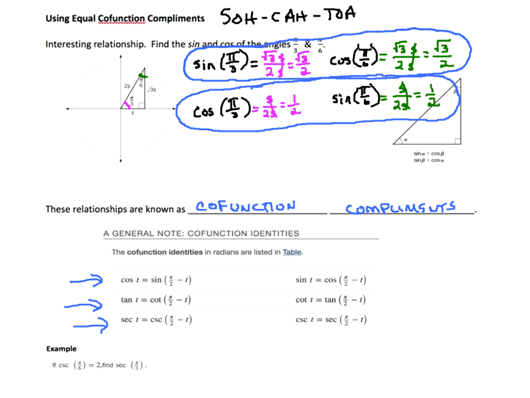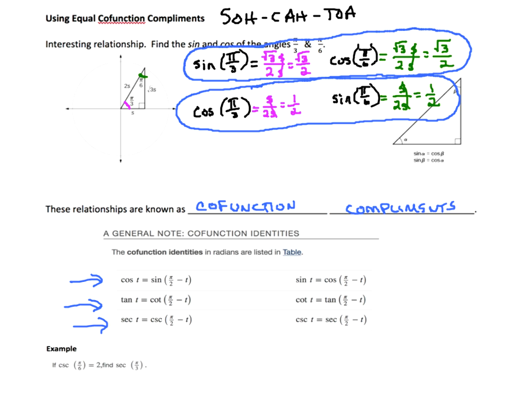in that manner. So cosine of t is equal to the sine of pi over 2, which is your 90-degree angle, minus that first angle that you are working with, t. That's going to give you the other part of the 90 degrees that were left on the inside of the triangle. So sine and cosine go together in this manner, tangent and cotangent, secant and cosecant.